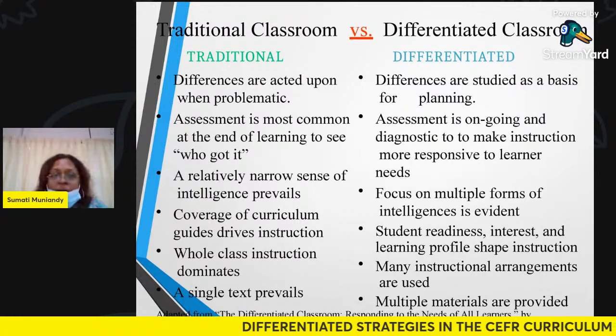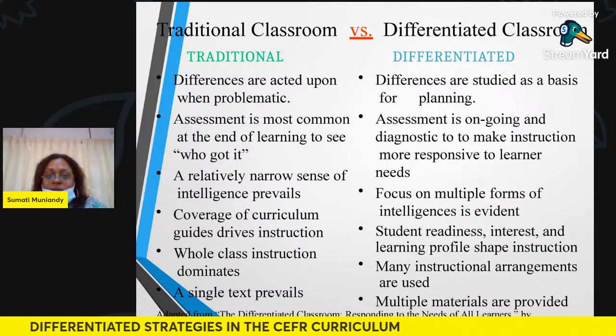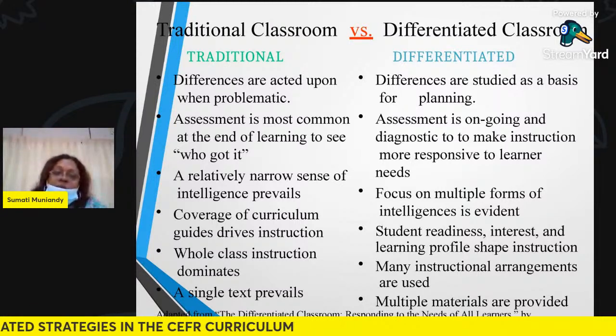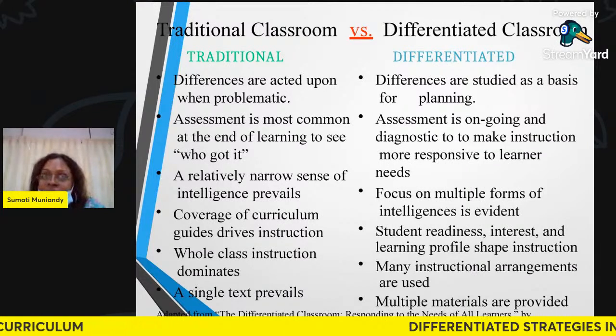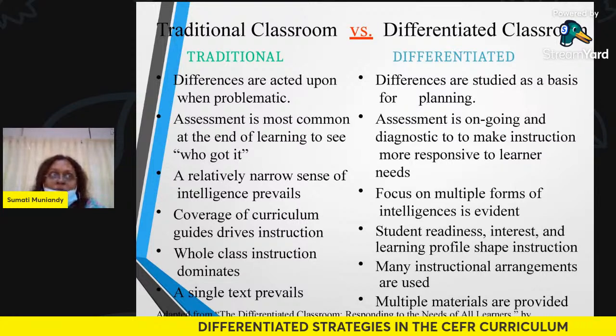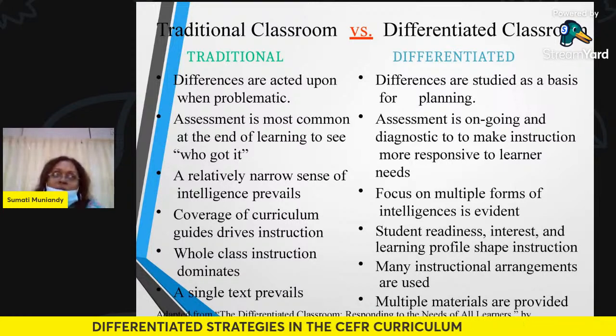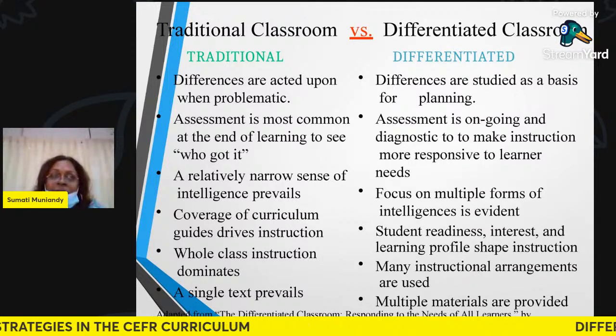In the traditional classroom, a relatively narrow sense of intelligence prevails. In the differentiated classroom, multiple forms of intelligence are evident. When the teacher comes in during the activities and gives them support and time, that means you are addressing their needs.